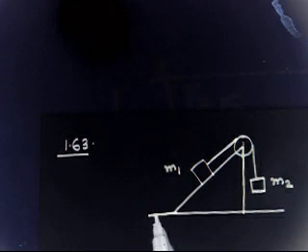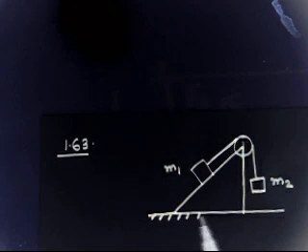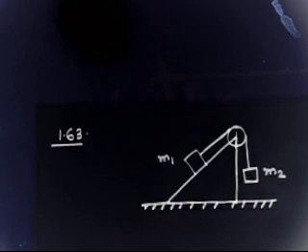And now this is fixed on this surface. So the base is fixed on earth. Are you getting? Now this angle is given to you. So this is alpha. This is m2. This is m1. So this is the diagram for this question.